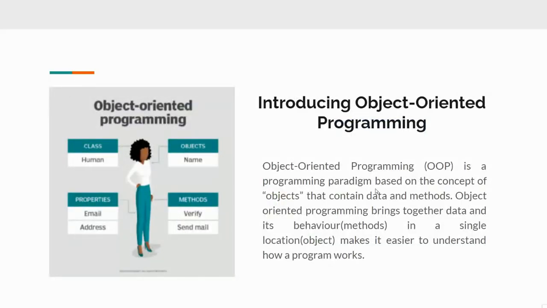Okay, so object-oriented programming by definition is a programming paradigm based on the concept of objects that contain data and methods. So object-oriented programming brings together data and its behavior, which will be called methods later, in a single location, which we call objects. Which makes it easier to understand how a program works. So if you try to look at the figure shown on your screen right now, we have a person object.